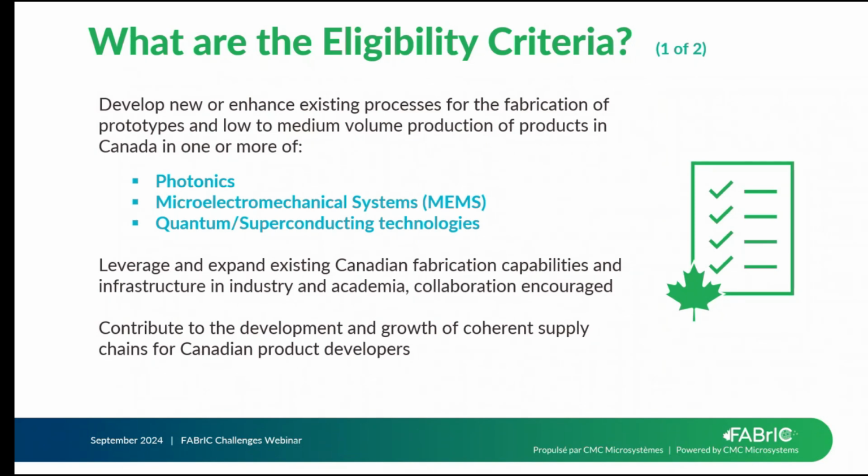So the eligibility criteria are summarized in the guide, but I'm just going to go through a few of them here. Again, we're looking for projects that would develop new or enhance existing processes for fabrication. In this particular call, we're looking for areas of photonics, MEMS, and quantum and superconducting fabrication technologies. We're looking for projects that will leverage and expand existing Canadian fabrication capabilities and infrastructure, again both in academia as well as in industry.